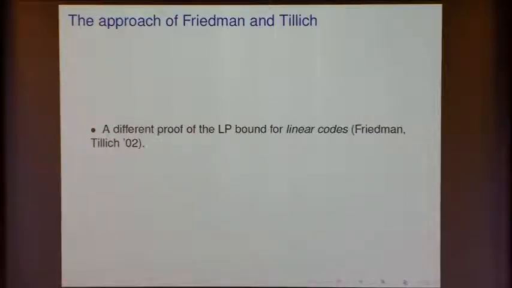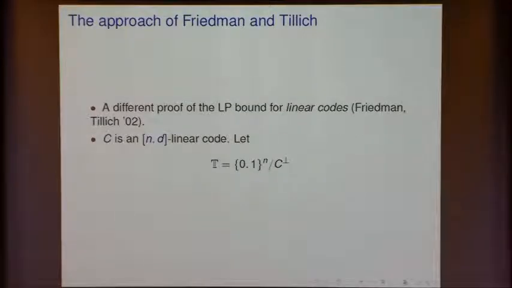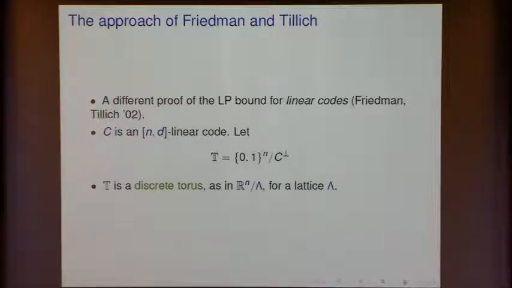But we do have a much nicer proof of this bound due to Friedman and Tillich from 2002 for linear codes. So let me tell you about this. We have a code, a packing, in the n-dimensional cube with minimal distance d. What we consider is this quotient space, T, which is F_2^n divided by the dual code. C perp is the orthogonal subspace. And we want somehow, at least intuitively, to think about this as a discrete torus. We are talking about, similarly to how if we divide R^n by a lattice, we get a continuous torus.